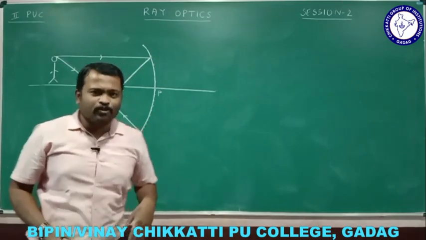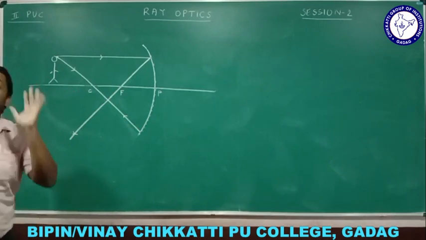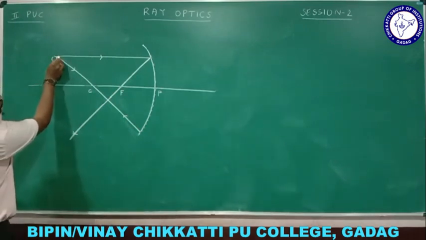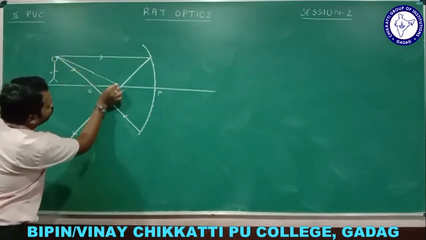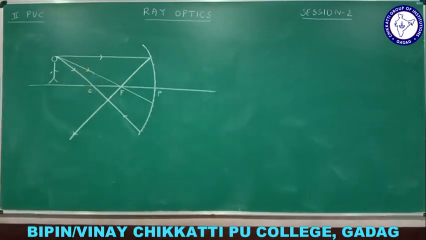Let me use another rule. What happens if the incident ray passes through the principal focus? Let me take it like this: this is the incident ray which passes through the principal focus.